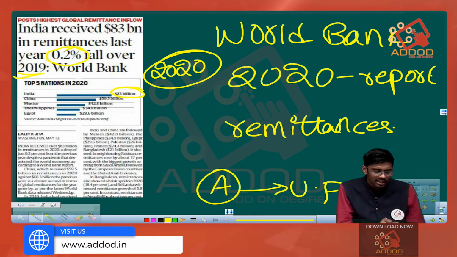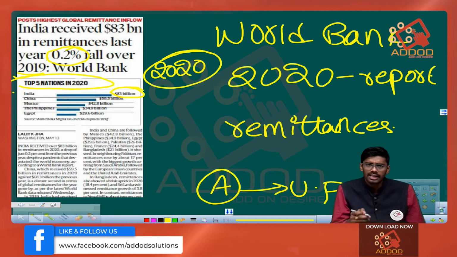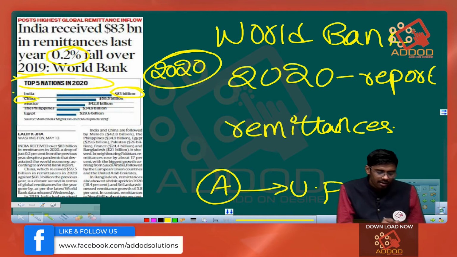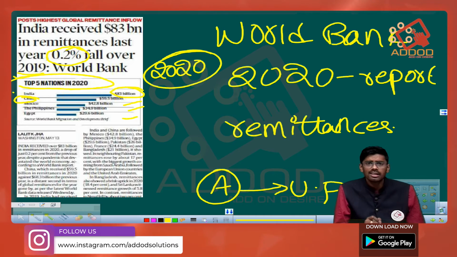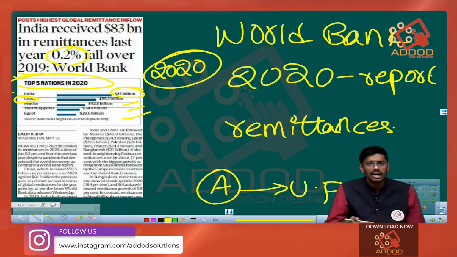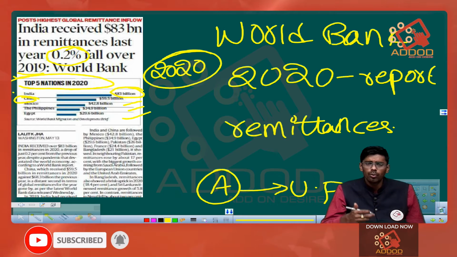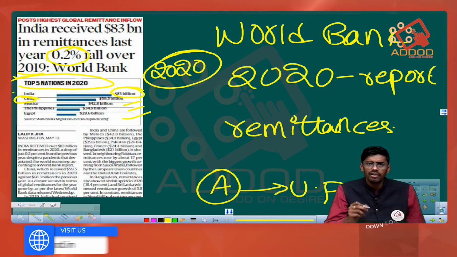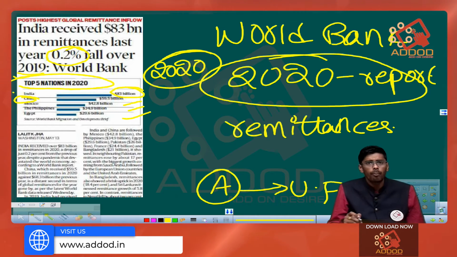And we'll also see the top 5 nations. First is India, second is China, third is Mexico, fourth is Philippines, fifth is Egypt. So these are the countries which are in the top 5 positions when it comes to remittance receiving countries as per the World Bank 2020 report.